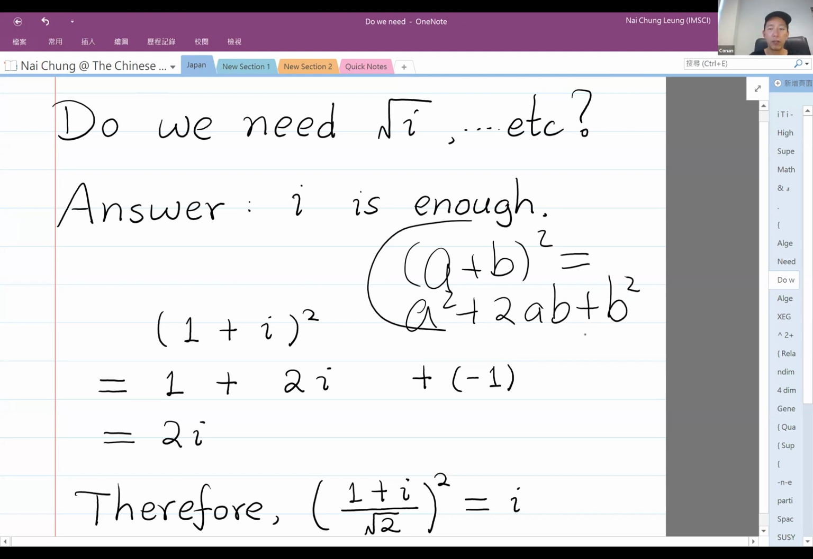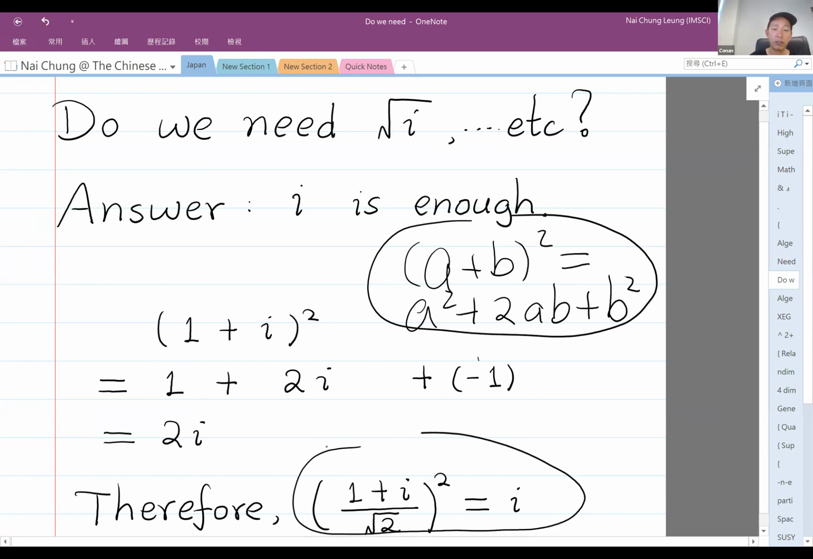Let me put it there. So you get 1, and then 2ab is 2i, and then b squared. Now b is i, so i squared is -1. So you get this term here, and then this cancels with that. You get 2i. So you know that (1 plus i) squared is 2i. Therefore, if you divide by the square root of 2, then the square is i. We're just indicating that you can take the square root of i without much trouble.